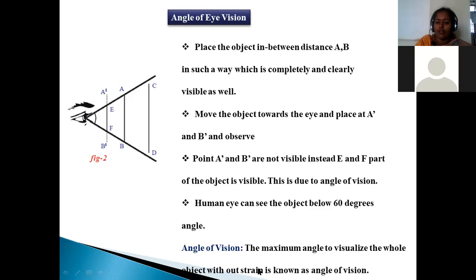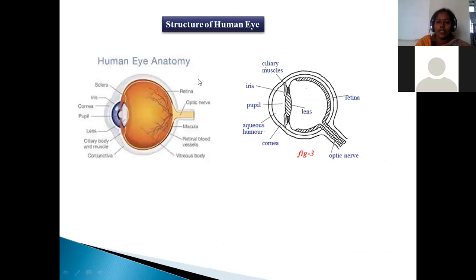Now let us see the definition of angle of vision. The maximum angle to visualize the whole object without any strain is called the angle of vision. Here, when it is placed in between A and B, the entire thing is clearly visible. Our eye is not strained at all. Whenever it is moving towards A dash, B dash, up to a certain extent we are able to see, but the entire part is not visible. That is why the angle till AB is known as the angle of vision. So the maximum angle where the entire object is visible is called the angle of vision.